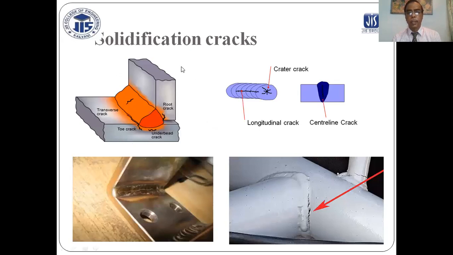This is a longitudinal crack. This is a centerline crack. This is a crack in the pipeline joint.